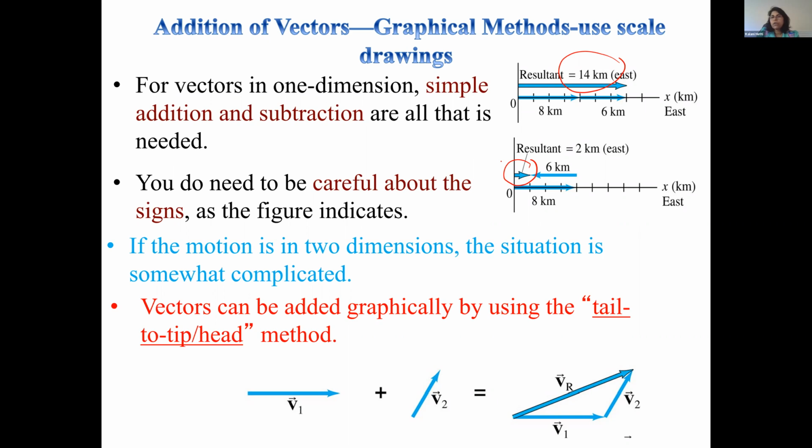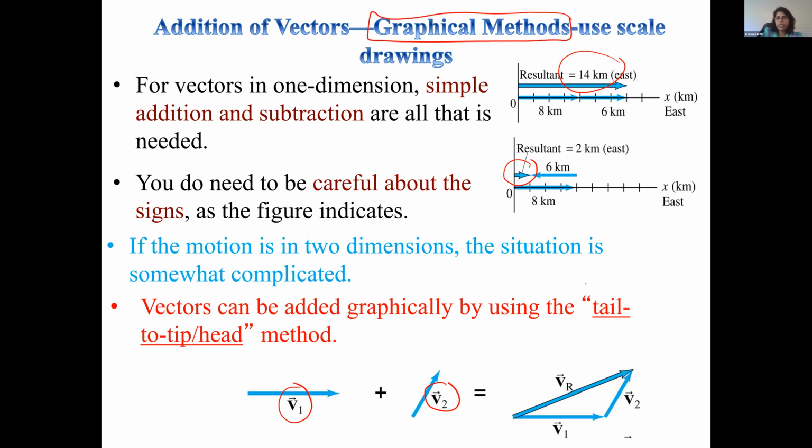But vectors are not always in one dimension. They will be in different directions. If I have two vectors, one in this direction, whatever vector v1 is, and there is another vector v2, then what is the resultant of these two? To identify that, the first method that we are going to talk about is the graphical method.